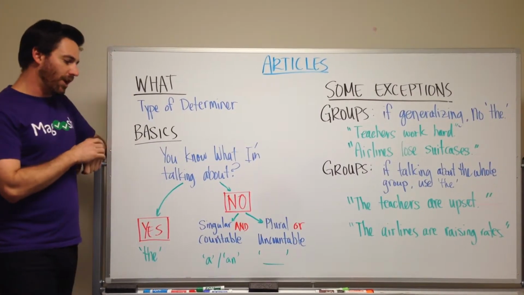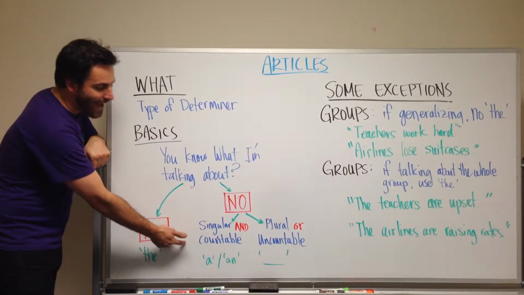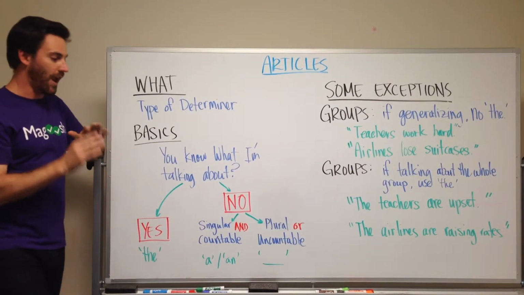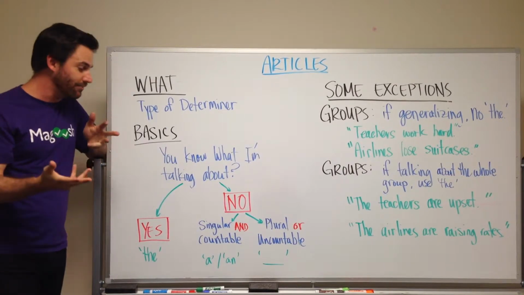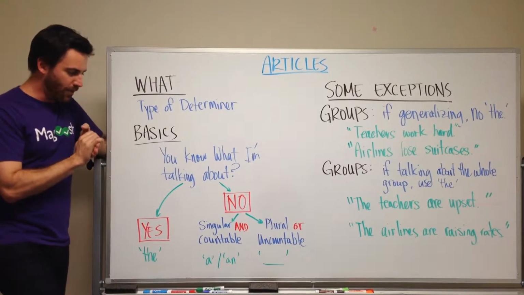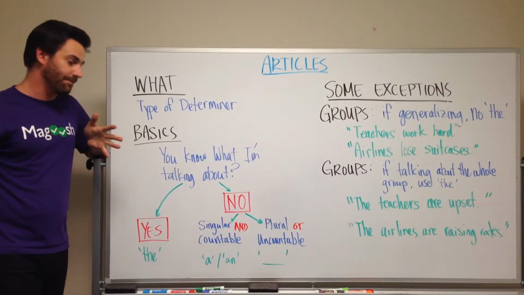And we need to consider one other point here too. Is the noun singular and countable? Then we're going to use a or an. So with the dogs, we'd say, can you feed a dog? Which sounds kind of funny. But we have dogs which are countable, and it's singular, so we'd use a.